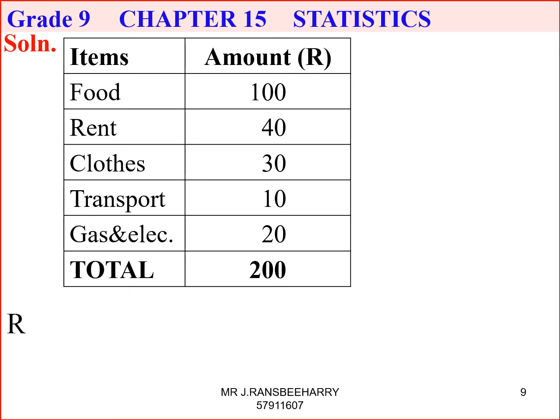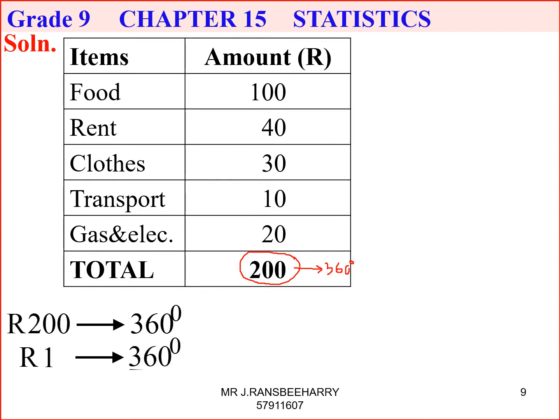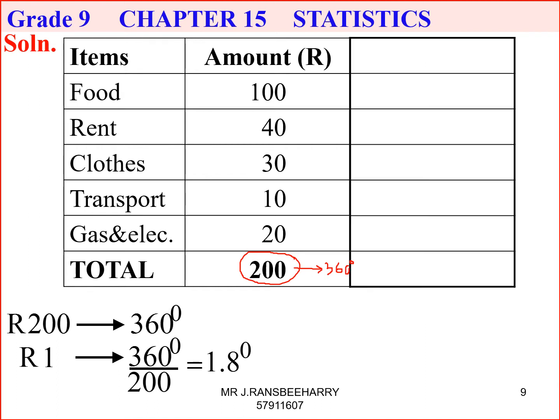So solution. Here, in a pie chart, data is represented in a circle. The total is 200 rupees. 200 rupees will be equivalent to 360 degrees. So 200 rupees is represented by one complete circle, 360 degrees. So 1 rupee, simple proportion, 360 over 200 means 1.8 degrees. So when we divide by 2, 180 over 100 is 1.8 degrees without using a calculator.